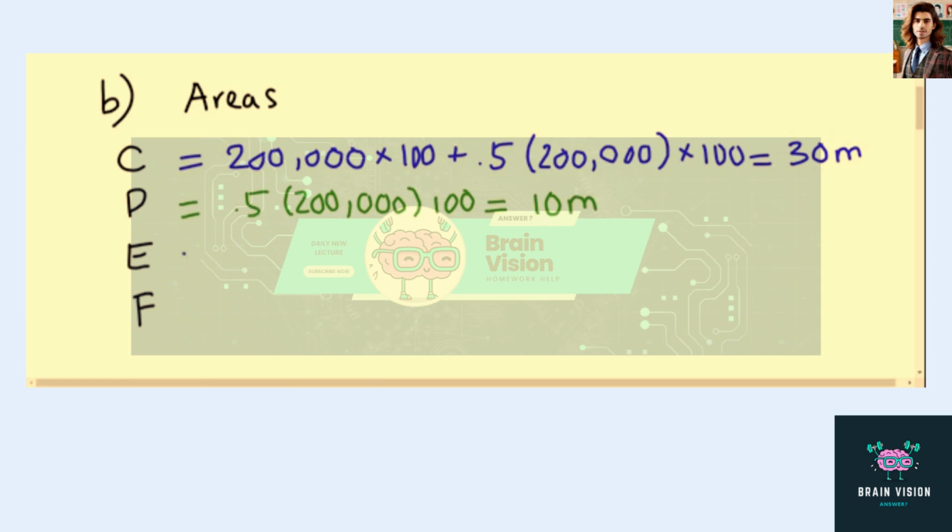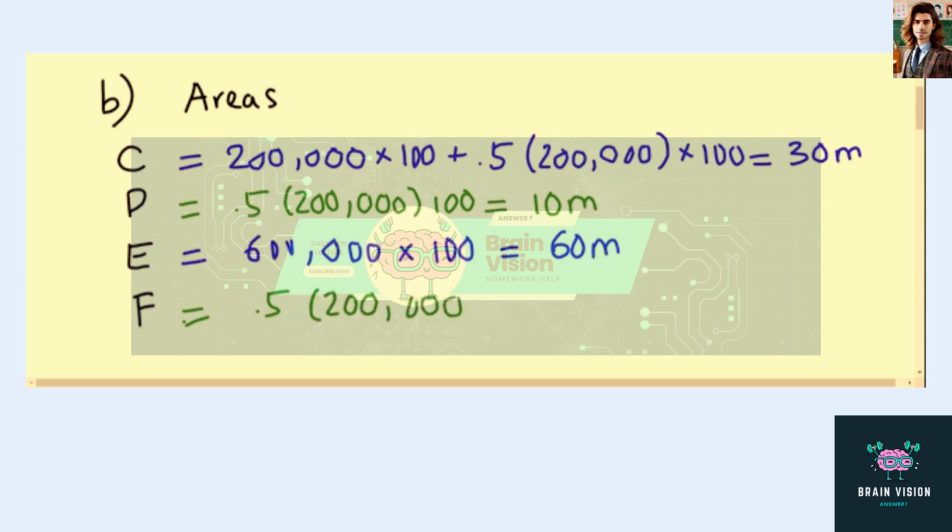Area E, you will get 600,000 times 100. That is 60 million. And area F, 0.5 times 200,000 times 100, which is 10 million.